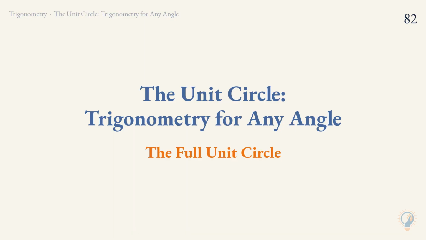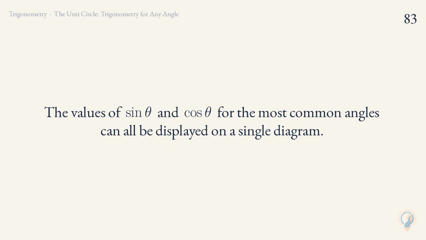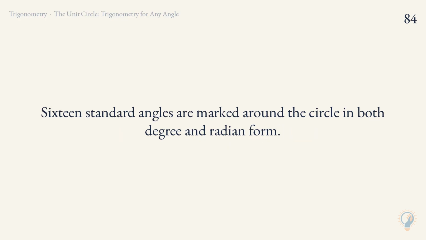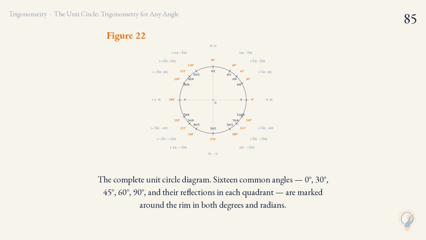The full unit circle. The values of sine theta and cosine theta for the most common angles can all be displayed on a single diagram. 16 standard angles are marked around the circle in both degree and radian form. Figure 22. The complete unit circle diagram. 16 common angles, 0 degrees, 30, 45, 60, 90, and their reflections in each quadrant are marked around the rim in both degrees and radians.